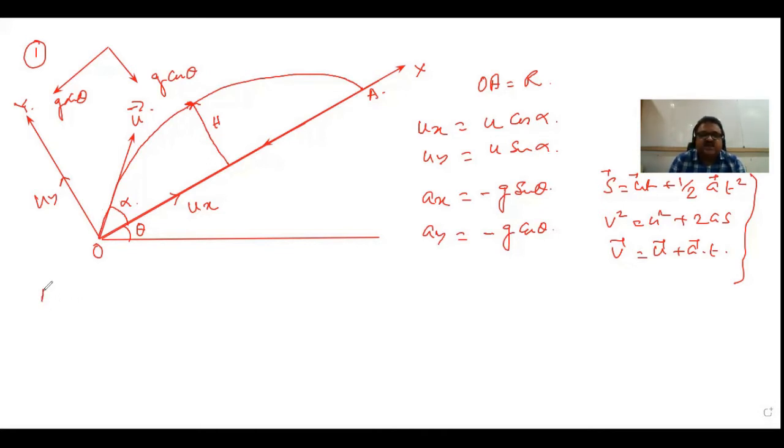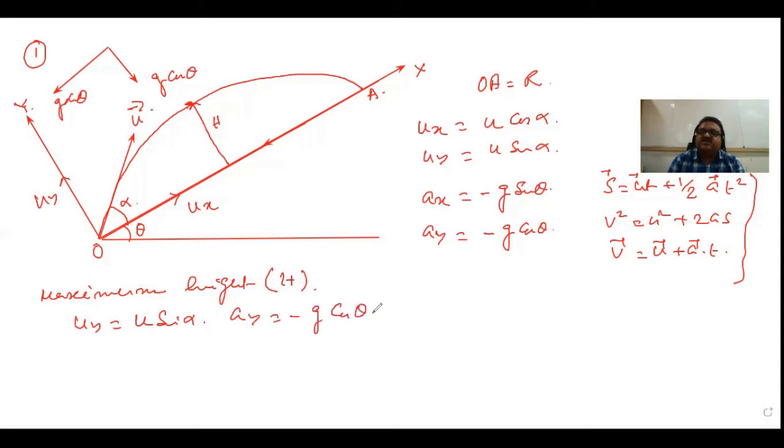First, maximum height. Suppose this is capital H. For maximum height, we are along this direction, that means we'll take motion perpendicular to the incline, that means along the y-axis. What is uy? It is u sin alpha. What is ay? Minus g cos theta. Clear?